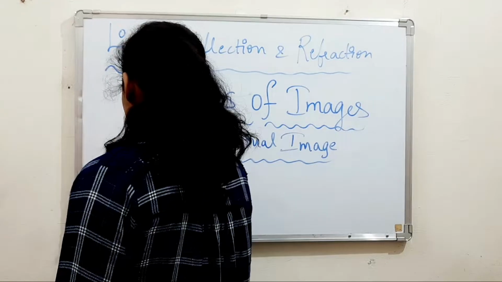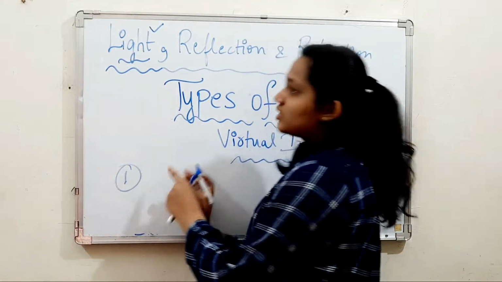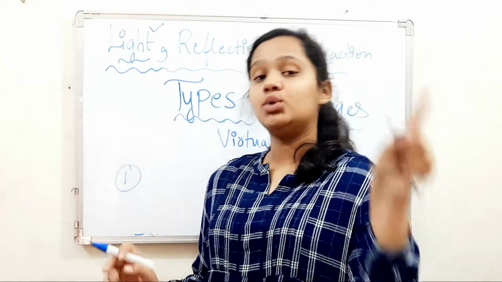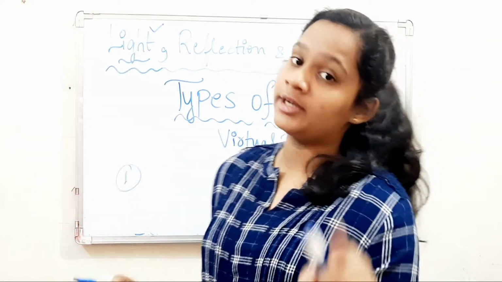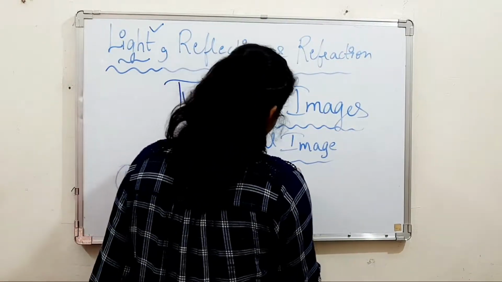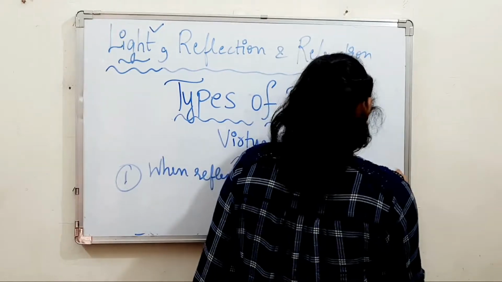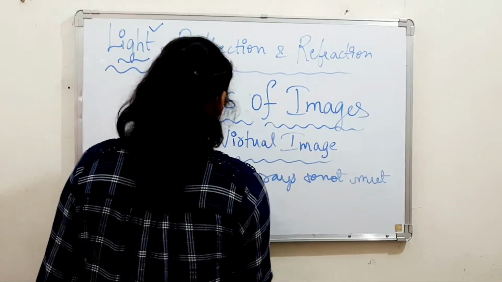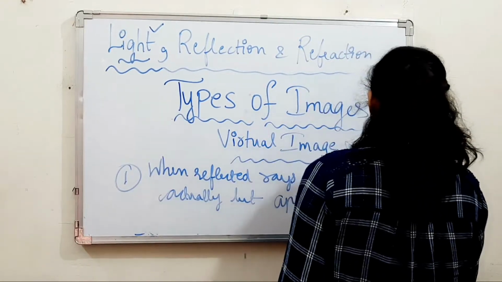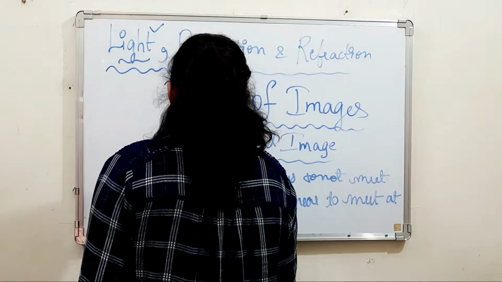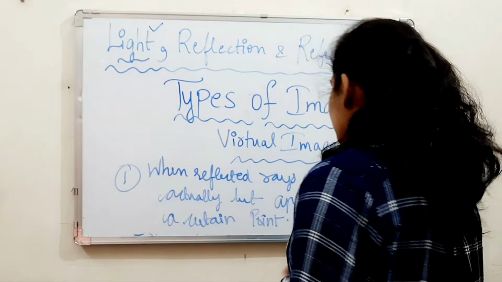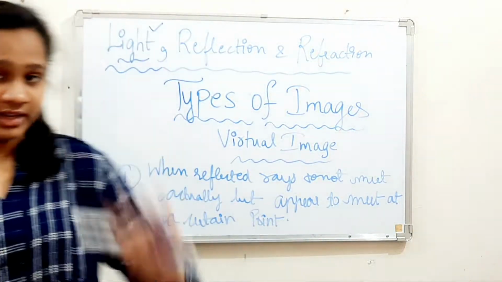First point of virtual image is that the reflected rays do not meet at a certain point actually, but they tend to appear that they are meeting at a certain point. Now let me write down the definition of that. How in the convex mirrors. So this is the definition, guys. Please note it down. Very very important.